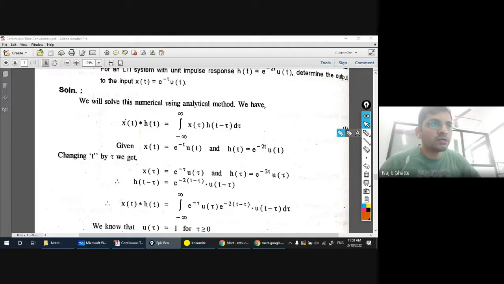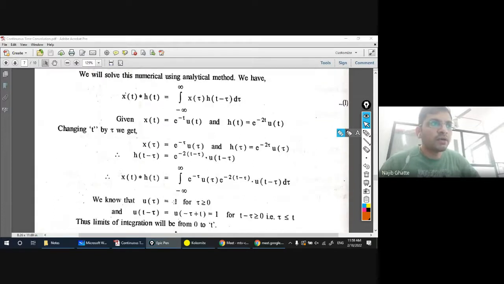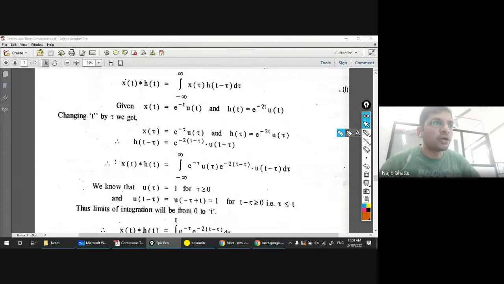Done? Understood, sir? Fine. No graphs are required, so no worries about the graph. If you want to plot the graph, you may use the Grapher app or the Desmos app in order to plot this graph. But currently, I don't require any graph as such. Now, I want to perform convolution. The convolution notation, you know, is the star. Fine. Integral from minus infinity to plus infinity of e raised to minus tau u of tau. So this is my first signal, that is x of t. And this will be my second signal.